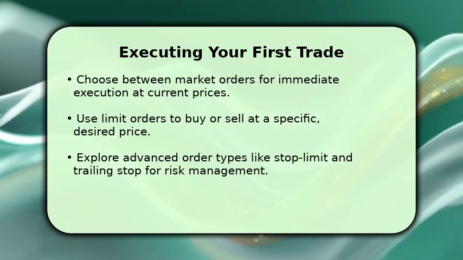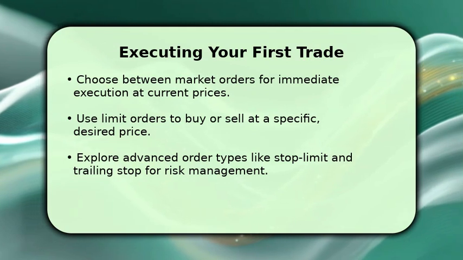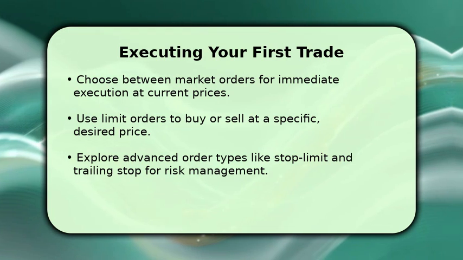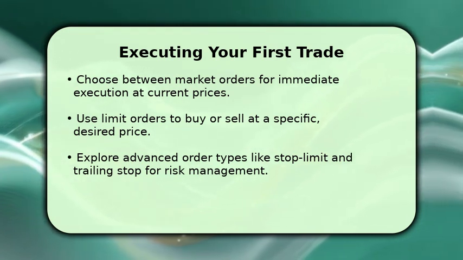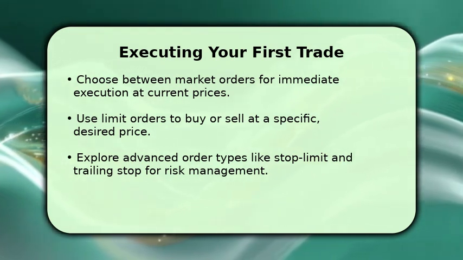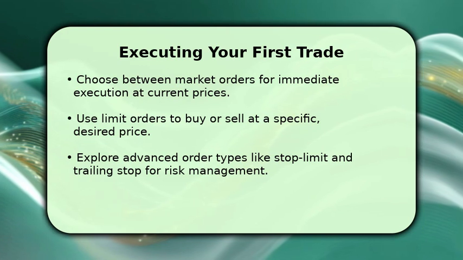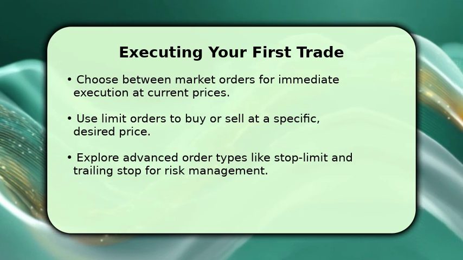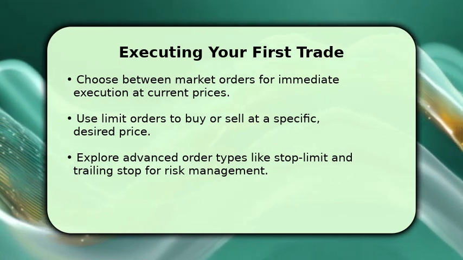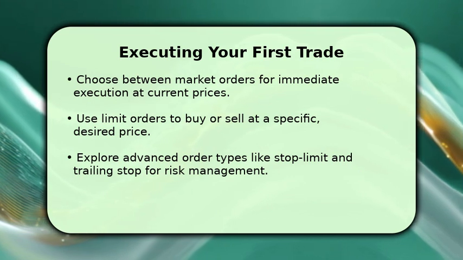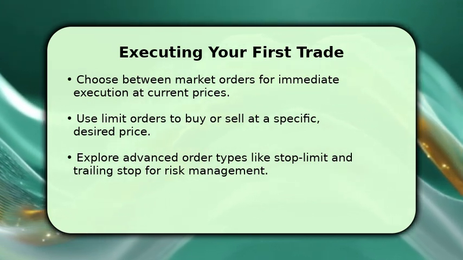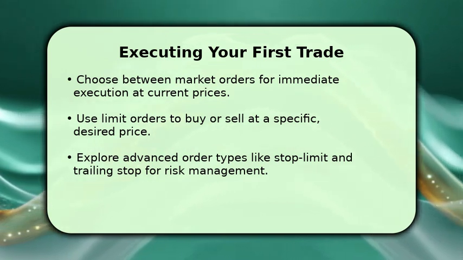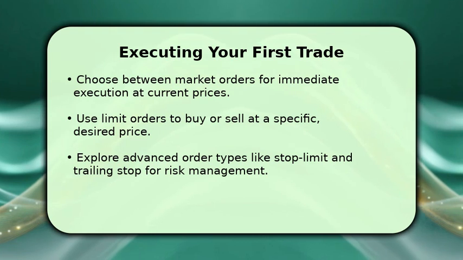With funds in your account, you are ready to place your first trade. Binance US offers several order types. A market order executes immediately at the best available current price, ideal for quick trades. For more control, a limit order allows you to set a specific price at which you want to buy or sell. Your trade will only execute when that price is met. You can also utilize advanced options, like stop limit orders, to manage potential losses, or trailing stop orders to secure profits as prices move favorably.